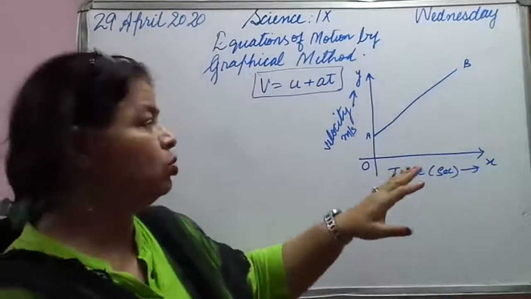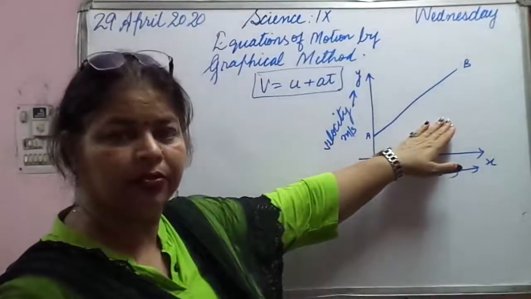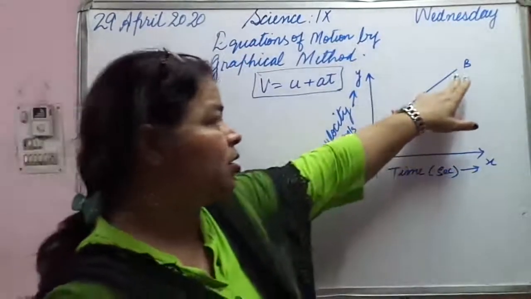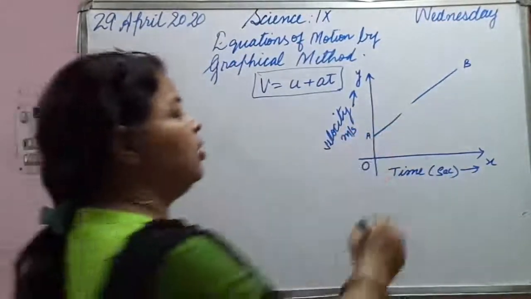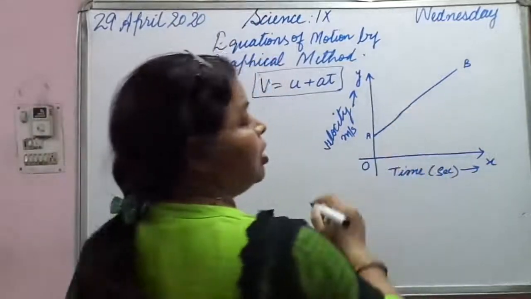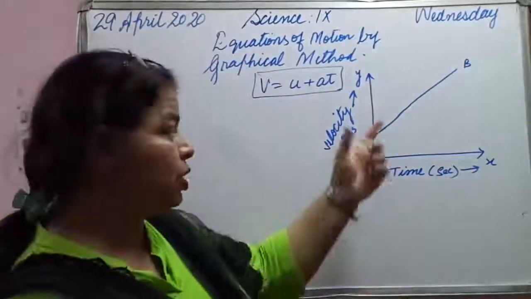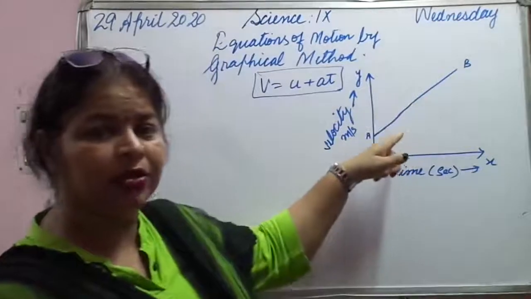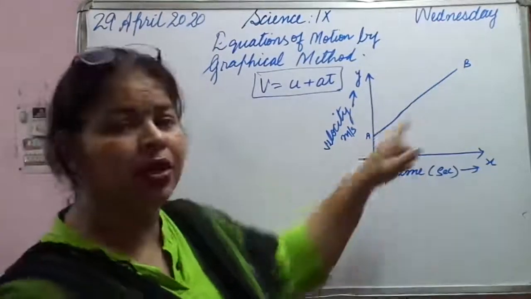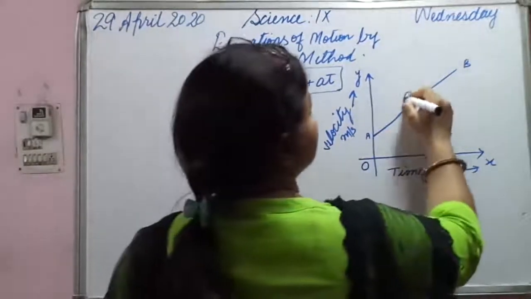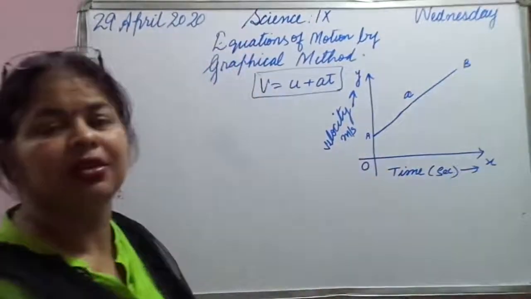Now what we will do, this is only the graph that we are getting. This line that is shown here is the accelerated motion it is showing. So the slope of the line graph AB is represented by small a, that is acceleration.